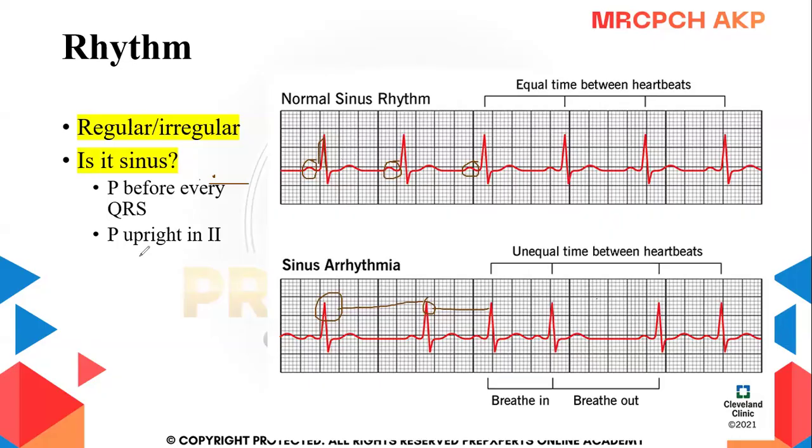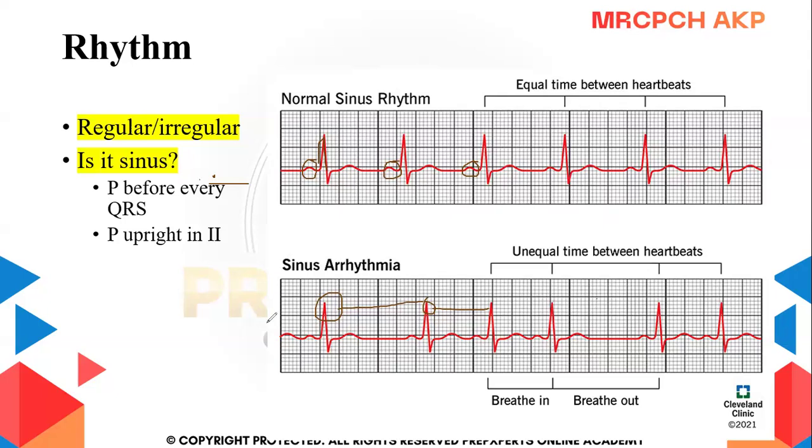So P has to be upright in lead 2, or we can call it a long lead. So what is a long lead? Long lead is a lead basically given at the end of the ECG, and it is given in a very detailed manner. So you can read and interpret your findings in a much better way rather than comparing it with the shorter intervals that are mentioned for other leads.